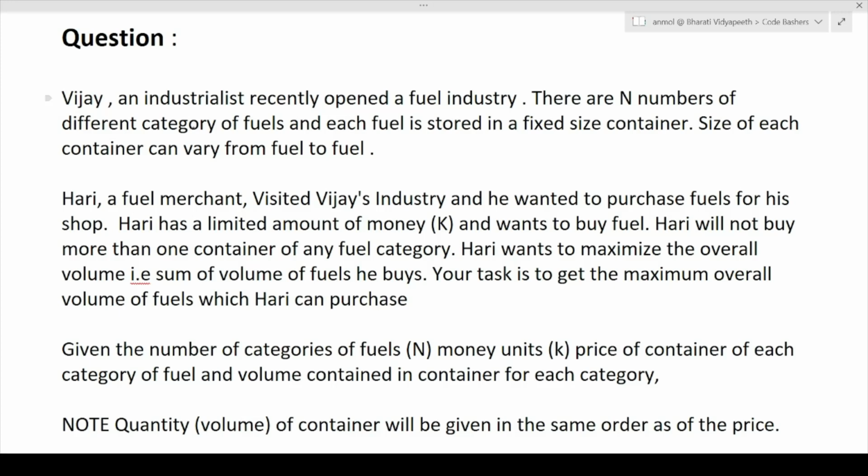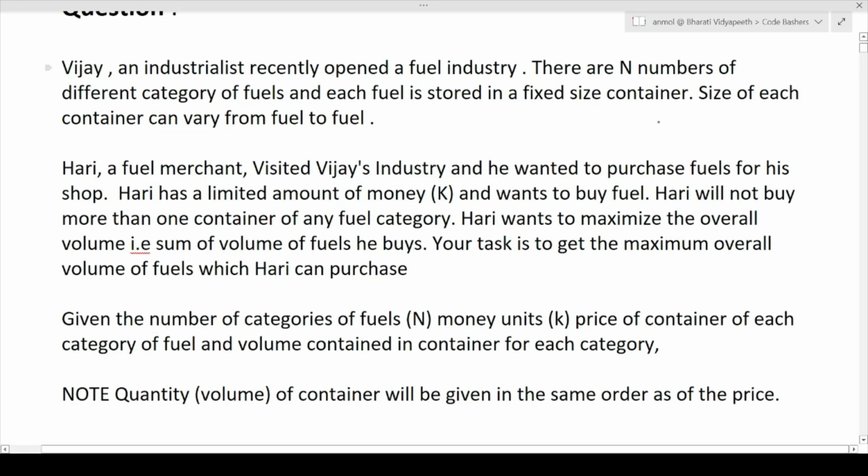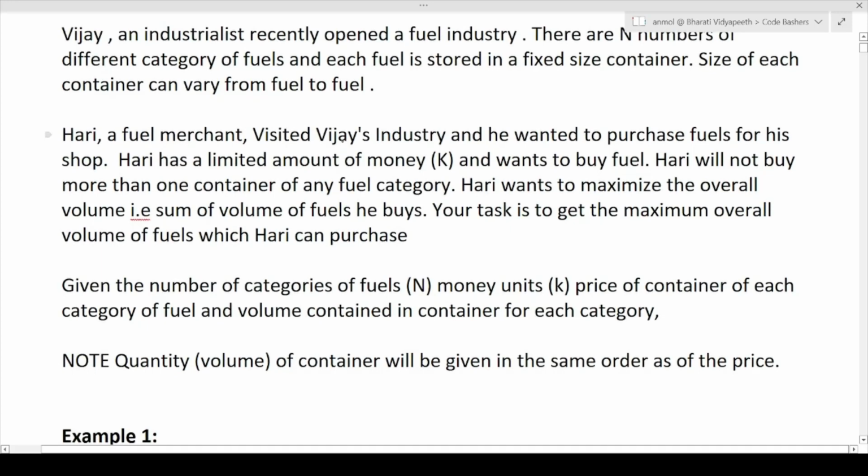Now the question here is: Vijay, an industrialist, recently opened a fuel industry. There are n number of different categories of fuel, and each fuel is stored in a fixed size container. The size of each container can vary from fuel to fuel. Hari, a fuel merchant, visited Vijay's industry and wanted to purchase fuels for his shop. Hari has a limited amount of money K and wants to buy fuel. Hari will not buy more than one container of any fuel category. Hari wants to maximize the overall volume, that is the sum of volumes of fuel he buys. Your task is to get the maximum overall volume of fuels which Hari can purchase.